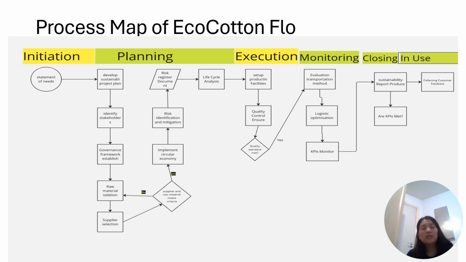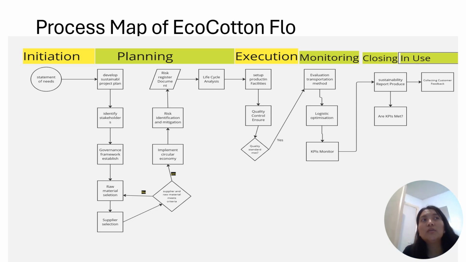If the selected raw materials and suppliers are not correct, then we again need to move backward. But if we select raw material and suppliers properly, then we can move forward, which is the forward stage is risk identification. With forward stage is circular economy principle. In this stage, redesigning of EcoCotton Flo for the durability of each of the material circulation, promoting reuse and recycling.